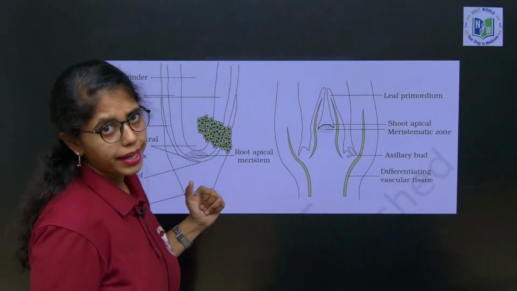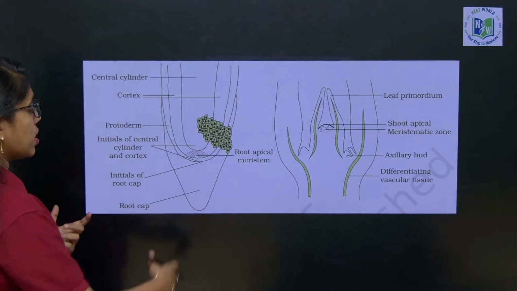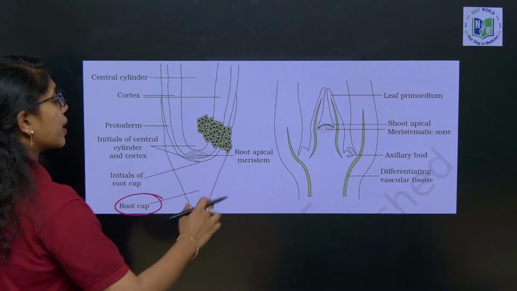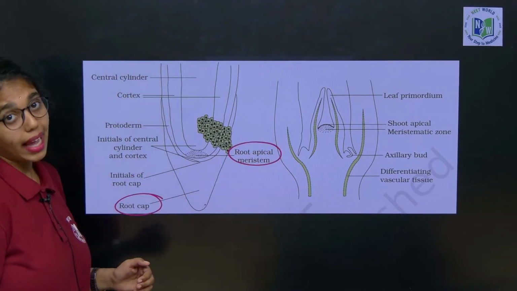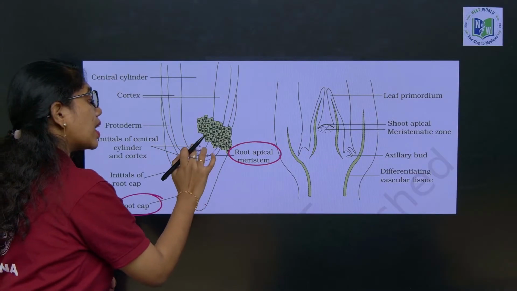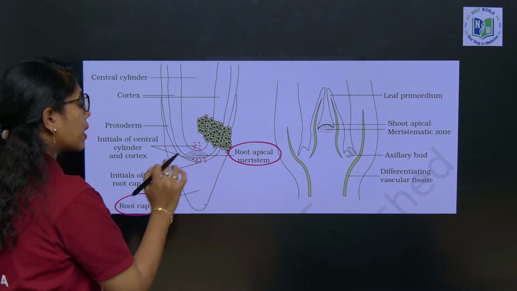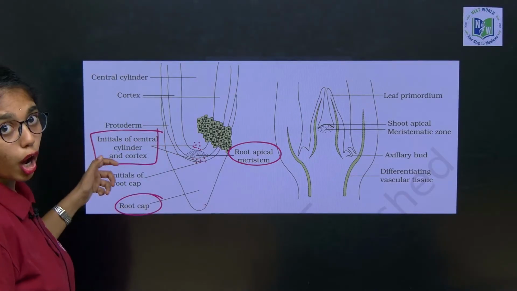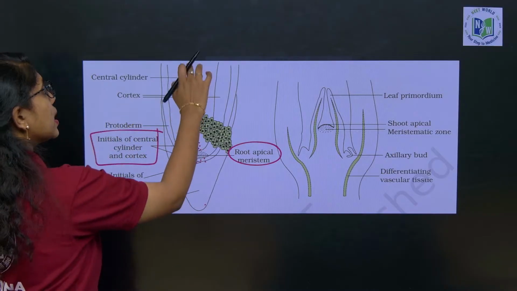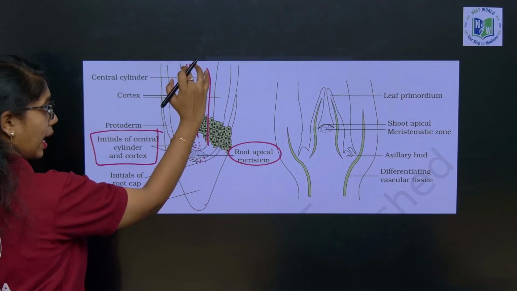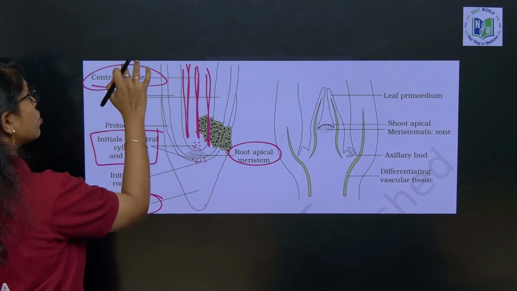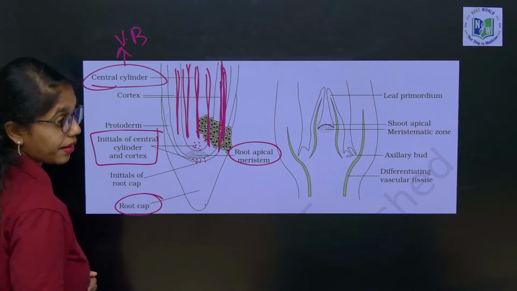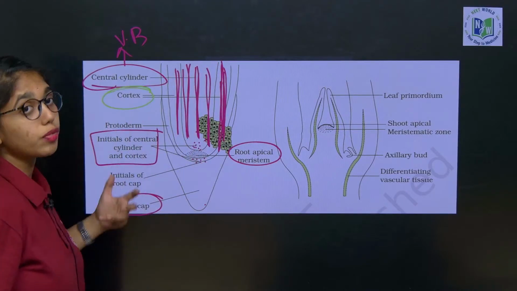Next, this is from anatomy of flowering plants. Just now we discussed this: this is the root cap, which is at the apical region. At the subapical region you can see the root apical meristem. The initials just above and below the root apical meristem are initials of the central cylinder or cortex, and this is the central cylinder at the center. This gives rise to vascular bundles.